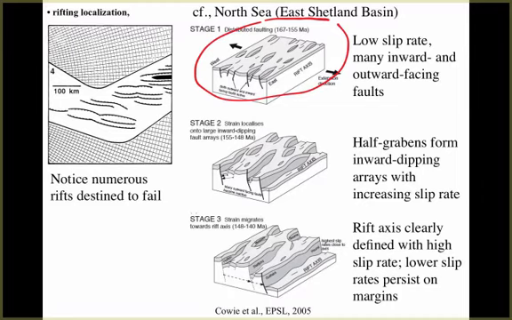Then in the second stage, we have strain localizing onto large inward dipping fault arrays. We have half grabens forming with an increasing slip rate. And finally, in the third stage, strain migrates toward the rift axis. The rift axis is clearly defined with a high slip rate, and then lower slip rates persist on the margins.